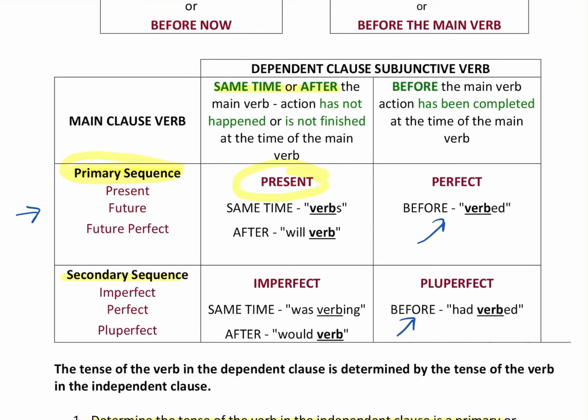If it's in primary sequence, it's just verbed. If it's before in the secondary sequence, it's had verbed. So there's only one choice if the subjunctive verb occurs before the main verb is completed. There's two choices here. There's two choices if it occurred the same time or after the main verb. And you just have to use context or your good English sense to decide. I know this can be confusing. We're going to practice it a lot in class, but you need to be able to hear it and kind of work through the process together.